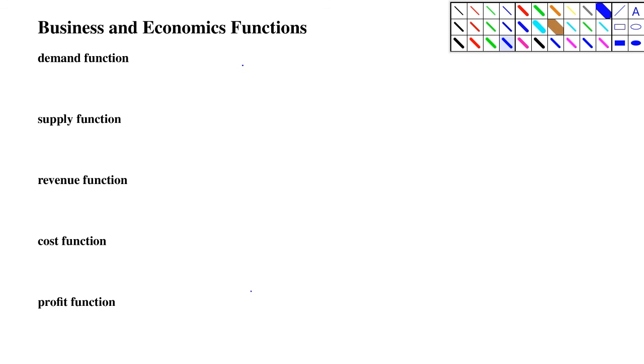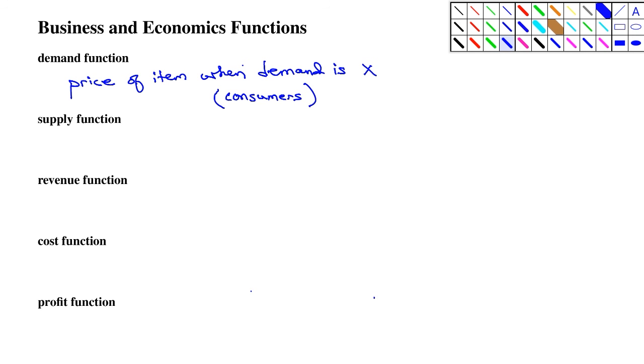So we have the demand function or price demand function. What this function gives me is the price of item when demand is X. And this is on the consumer side, right? So as consumers demand more items, the price per item goes down.